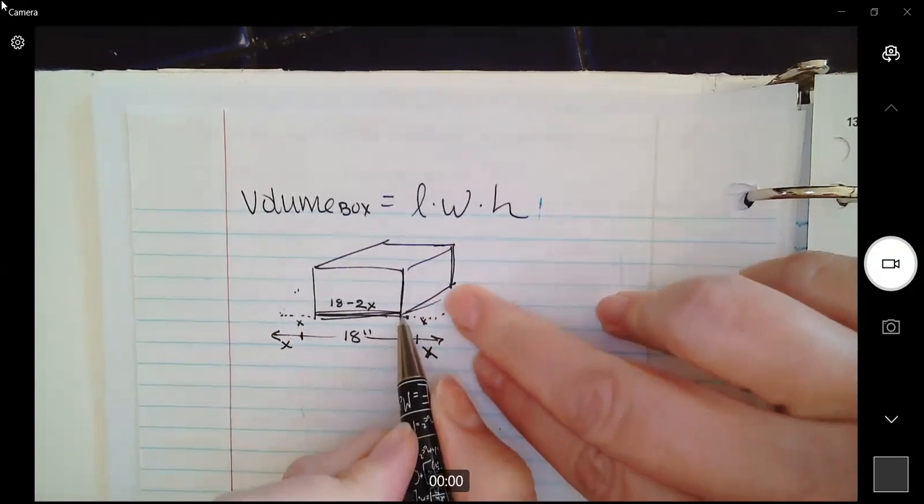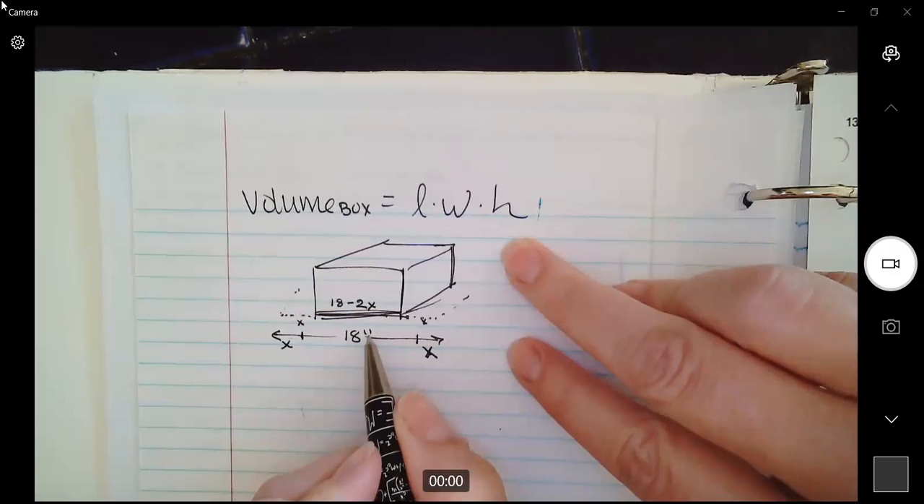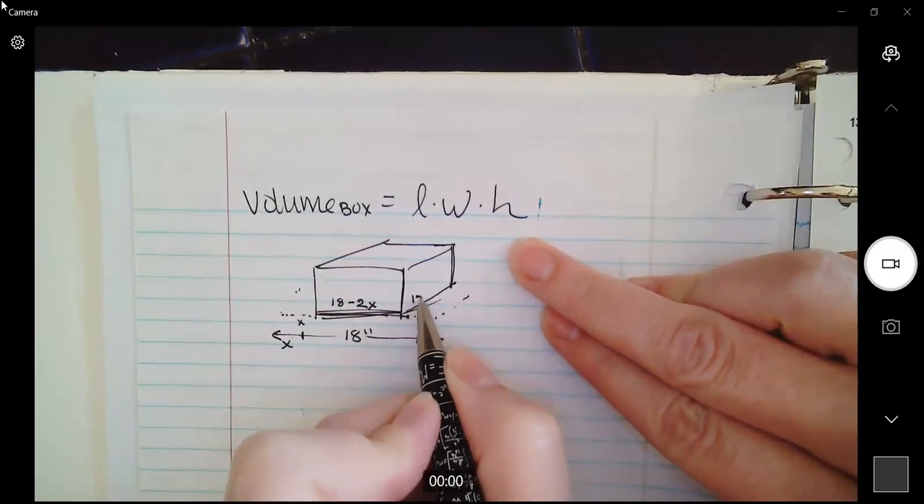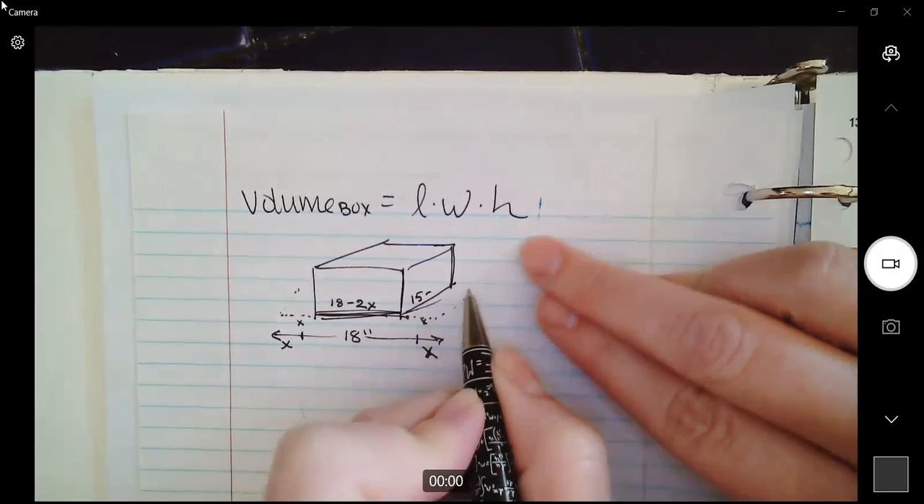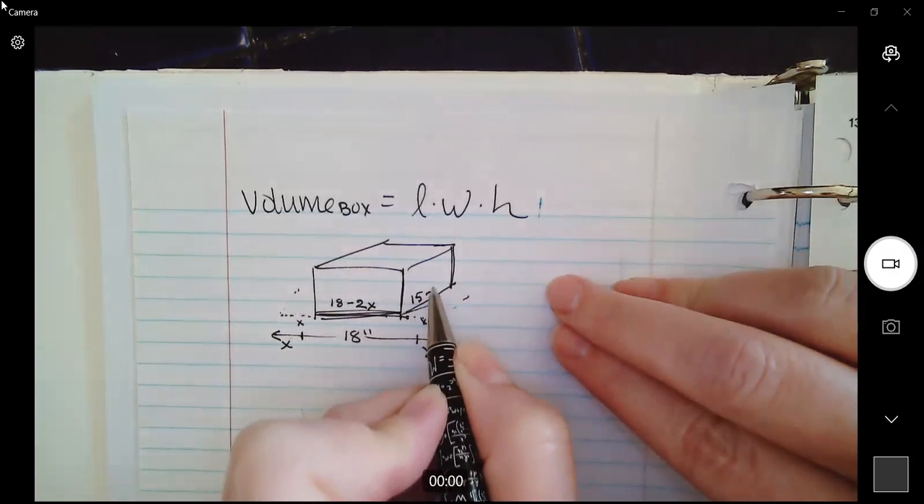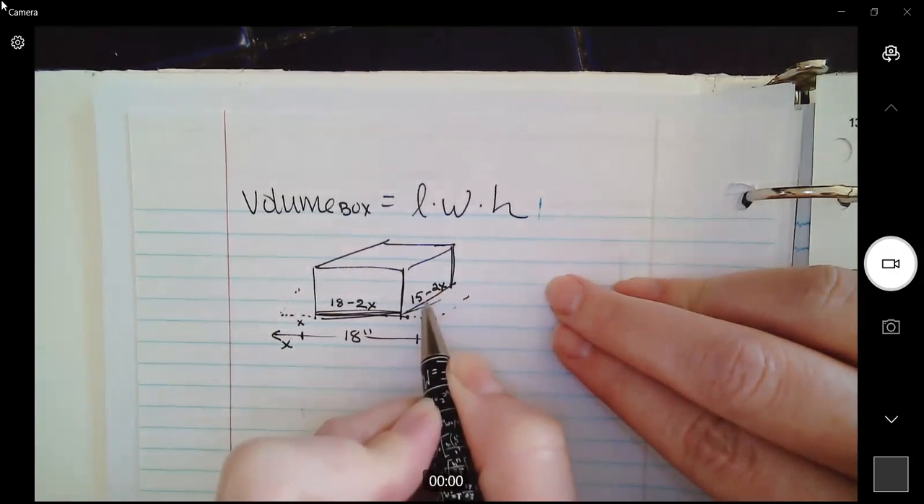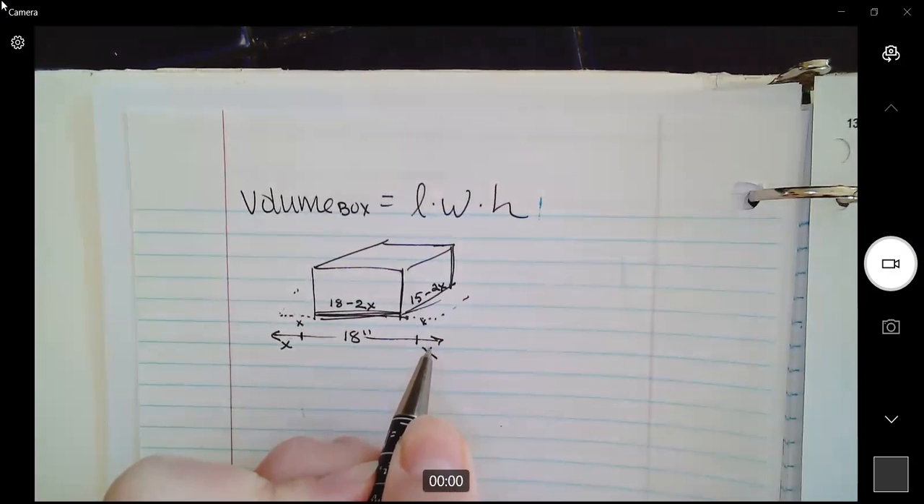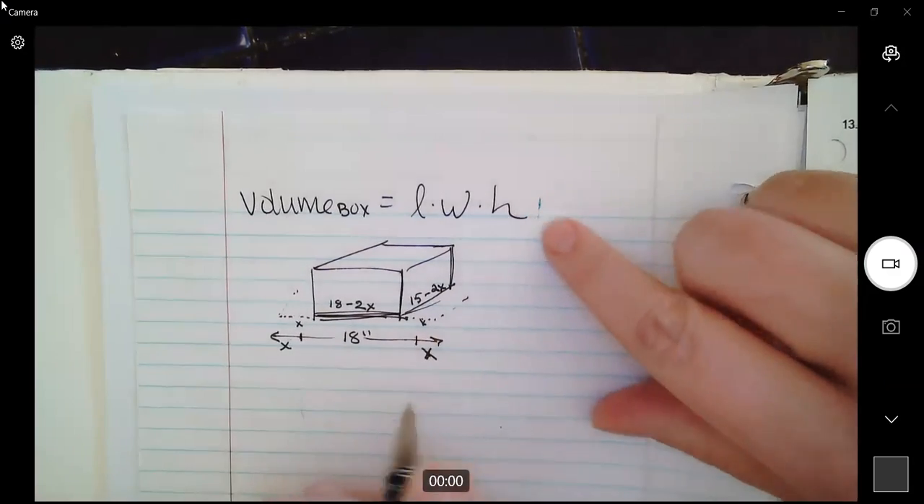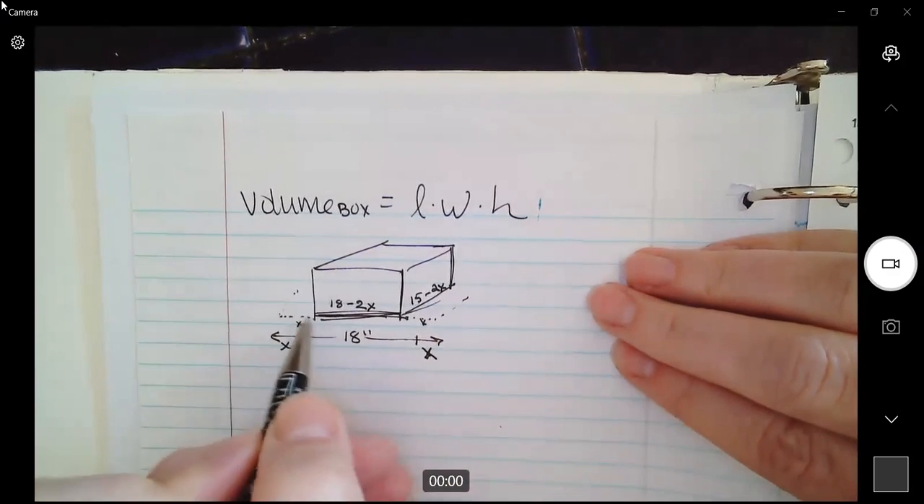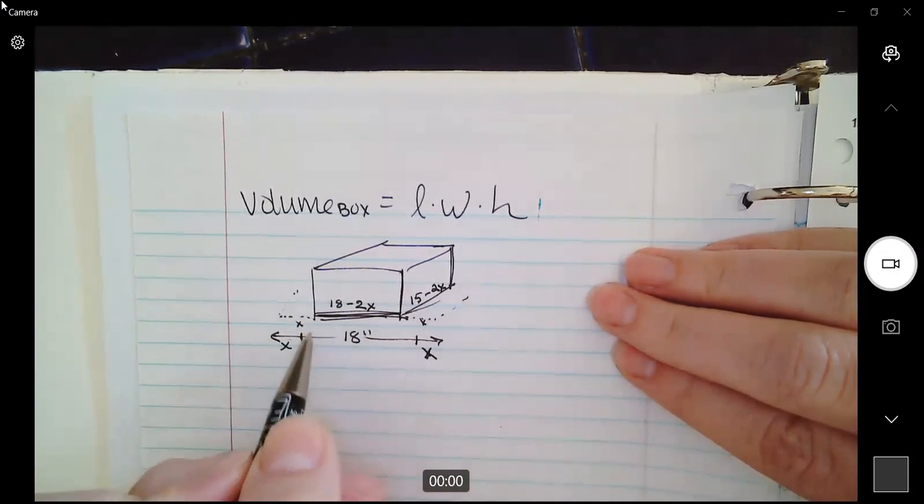It was 15 inches before we cut out the corners, but we're going to take the 15 and we're cutting out that same X mystery length from both ends of it. So we do that twice. We're going to remove 2 of those X lengths because we're cutting it twice. All right, so there's length and width. That's how you would get the floor of the box.